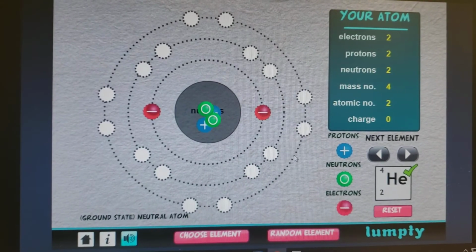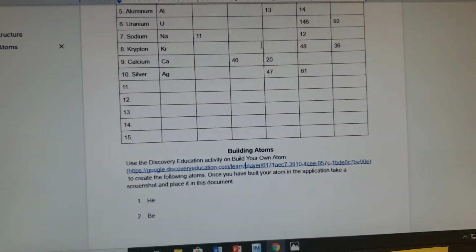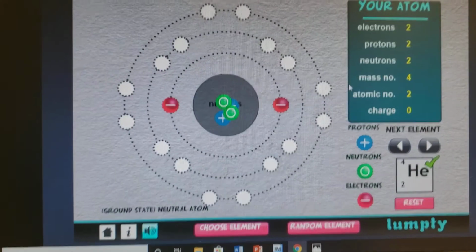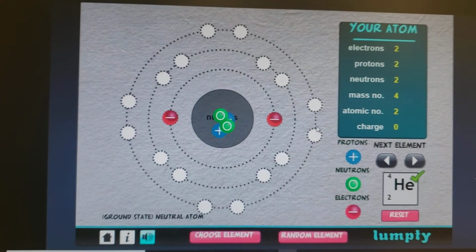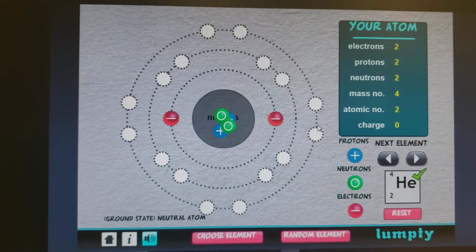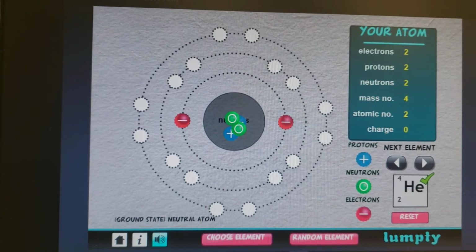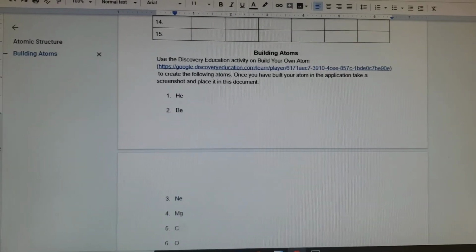And each time you make an atom that is on the worksheet, for instance, it asks you to do helium, you're going to just take a screenshot, so you can press Control Print Screen, and then paste it onto the worksheet over here. And I'll show you what that looks like shortly.